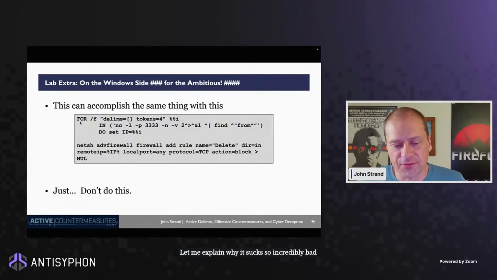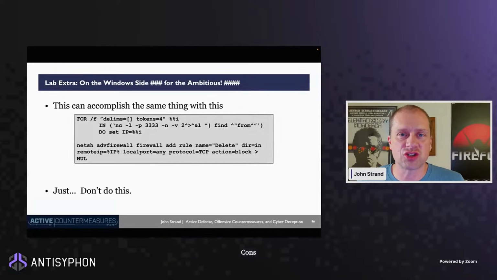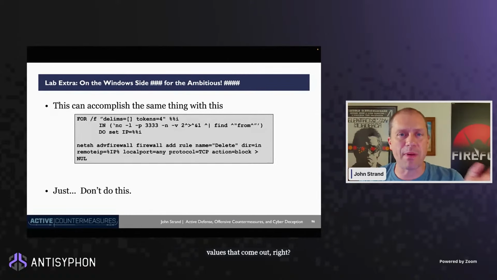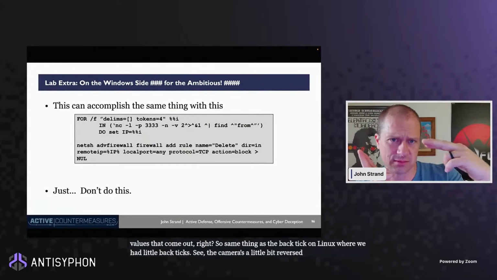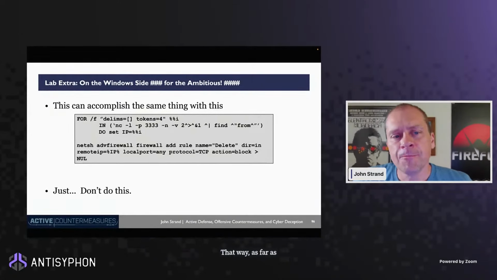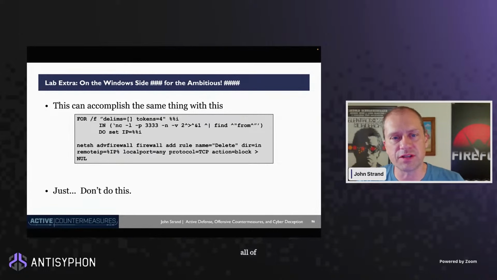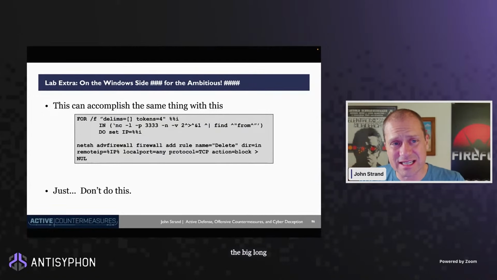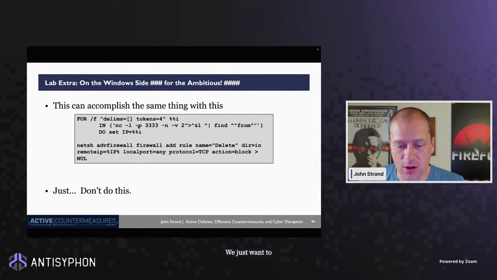So if we do a for-f loop, that means we're going to iterate through the contents of a file. Consider this to be an array of strings, a collection of values that come out, right? So same thing as the backtick on Linux, where we had little backticks. See, the camera's a little bit reversed. Backticks are that way, as far as your camera's concerned. We have the little backticks going, and those backticks basically allow us to encapsulate all of the big long string commands. So it just kicks out only the thing that we want to see. We just want to see that one thing come out, which is the IP address.